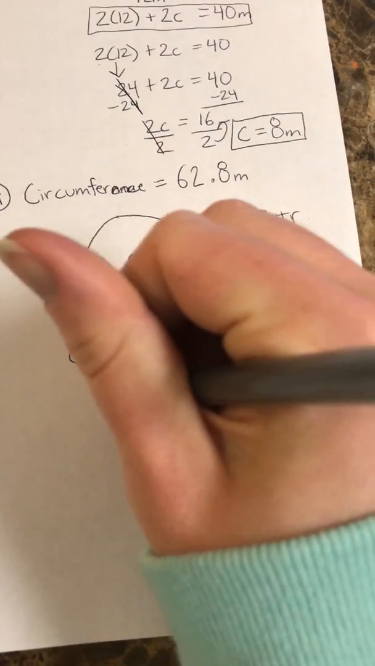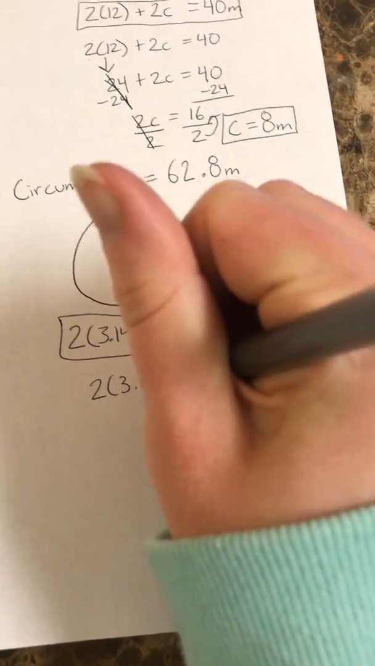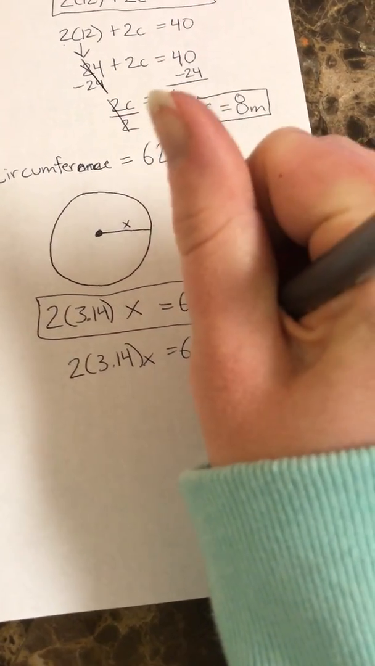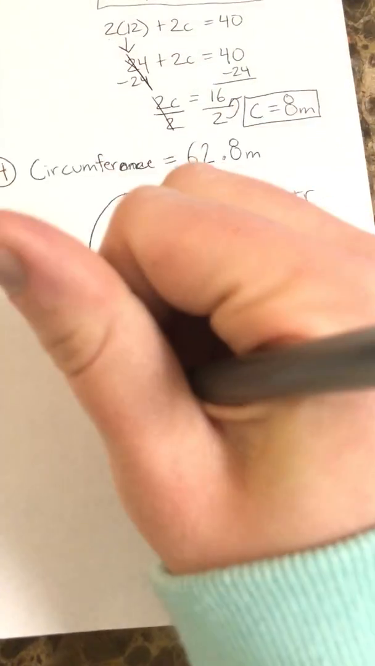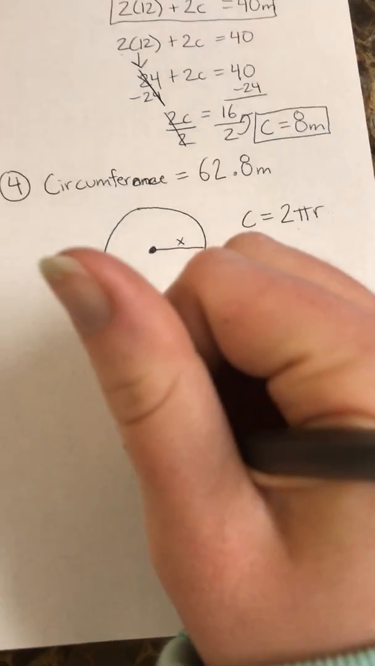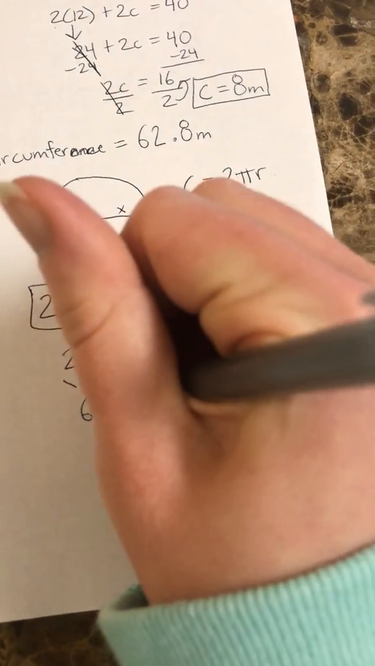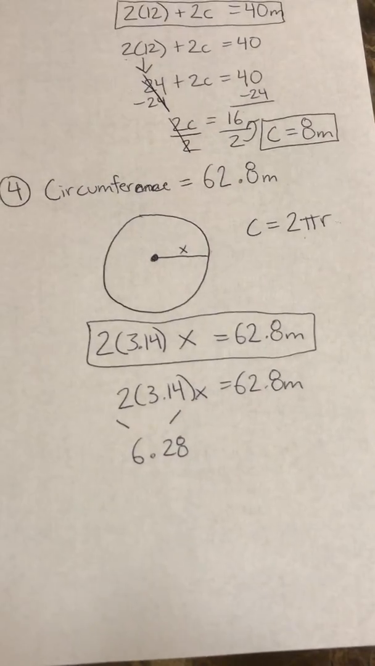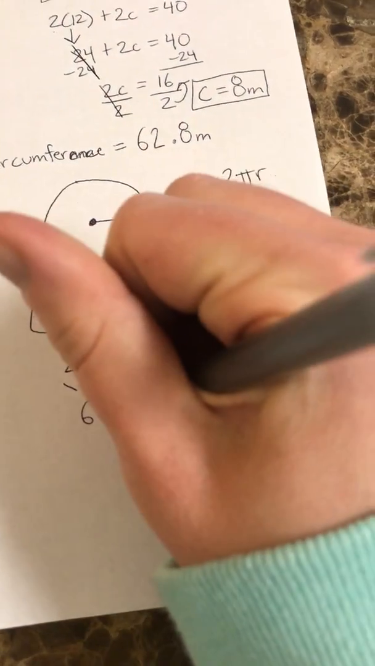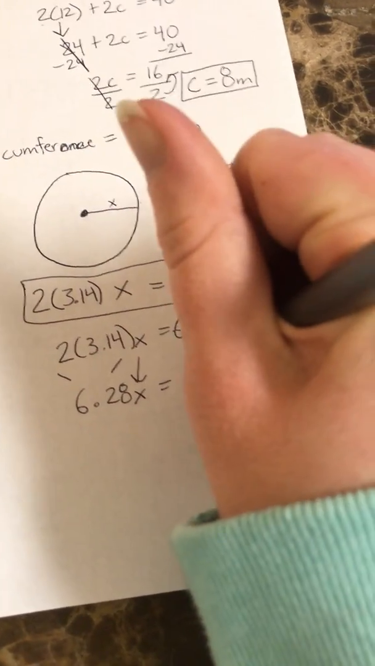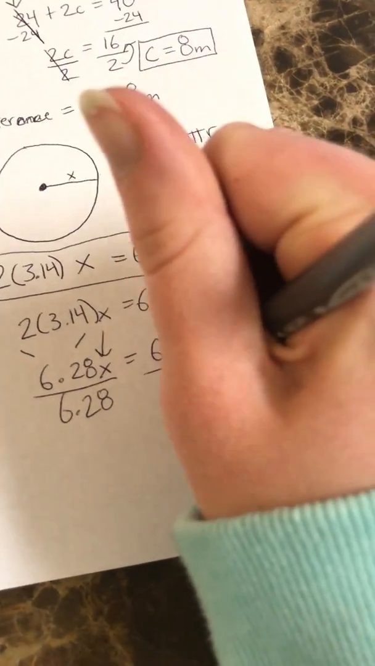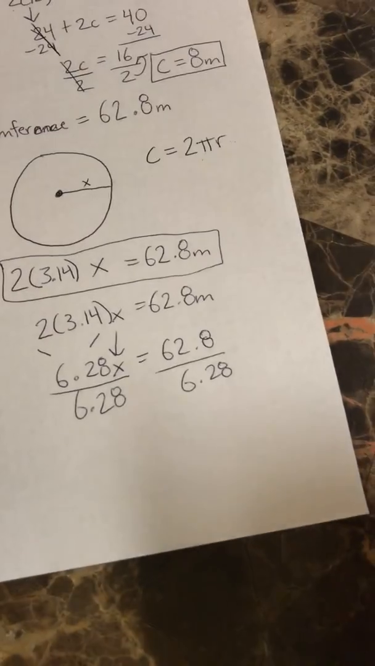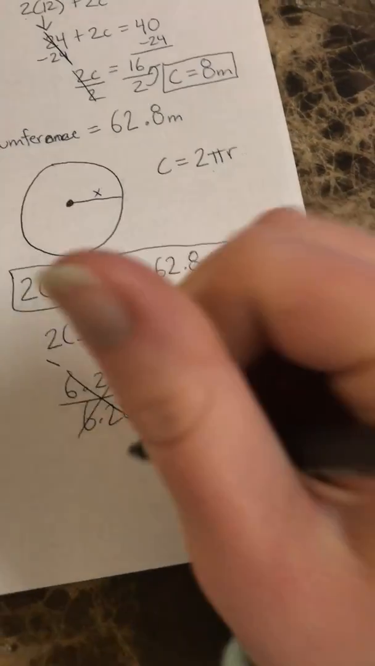Now we have to solve. I'm going to rewrite it really quick. Now, first we need to do what's 2 times 3.14? That is going to give you 6.28, okay? Next, bring down your x equals 62.8. Now you have to get the x by itself. Divide both sides by 6.28. Okay? This is going to cancel this out. We're going to bring down our x.